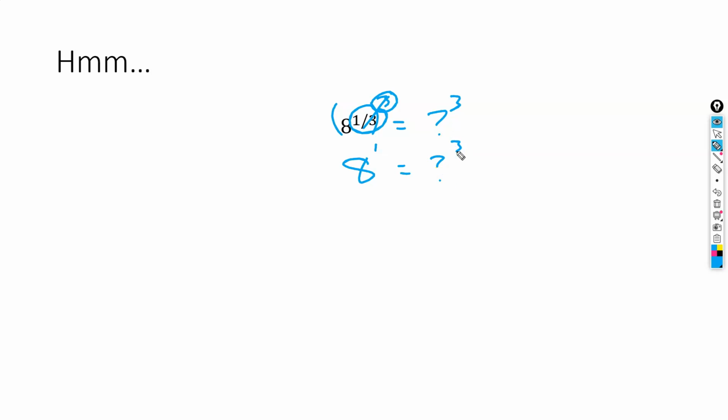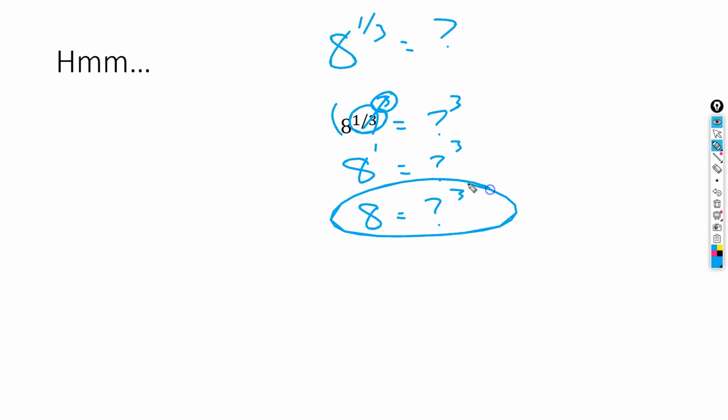Now 8 to the 1st power is pretty simple. It's just going to be 8, right? And so now we've rewritten this in a different way. We started off with 8 to the 1/3 power equals something, but now it looks like this. Something raised to the third power equals 8. But those are identical expressions, they're just written differently.